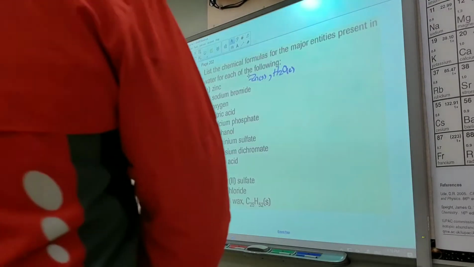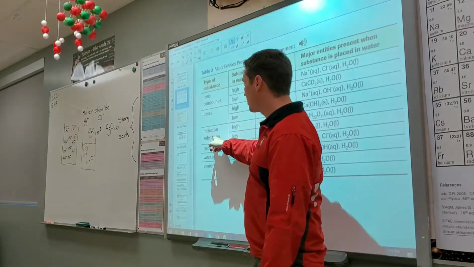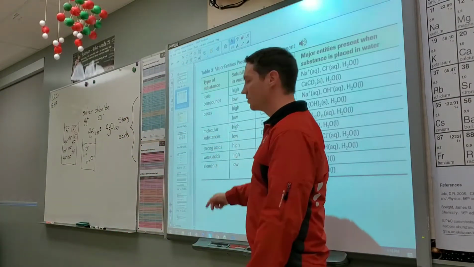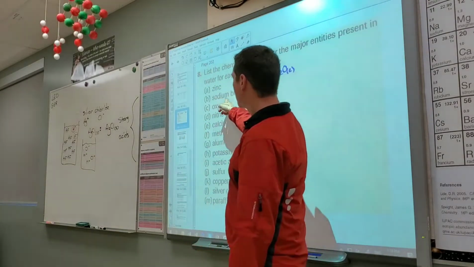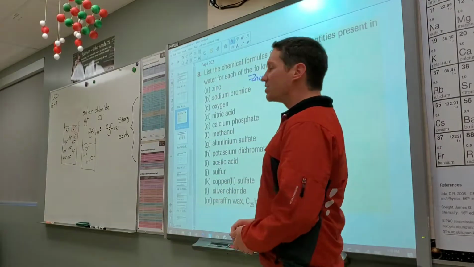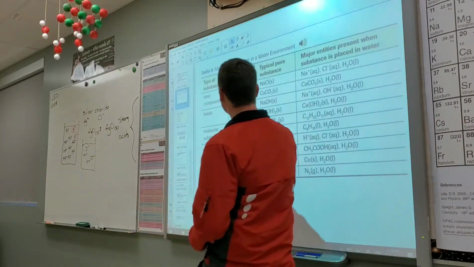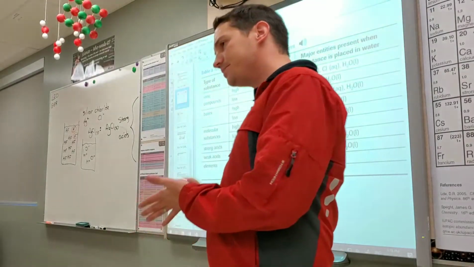Sodium bromide. Which one of these is it? Is it an ionic, a base, a molecular, a strong acid, a weak acid, or an element? Ionic. It's an ionic compound. Are we okay with sodium bromide being ionic? It's a metal, non-metal. Okay. So now what could we do? Is it high solubility or is it low solubility?